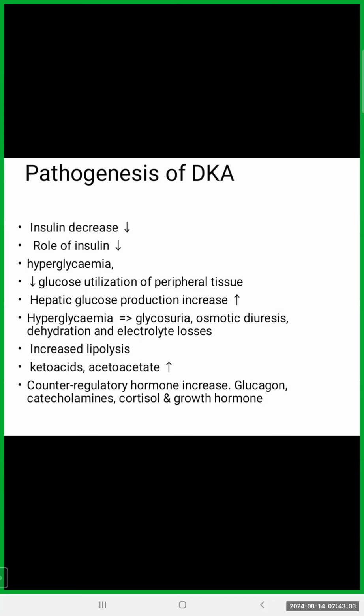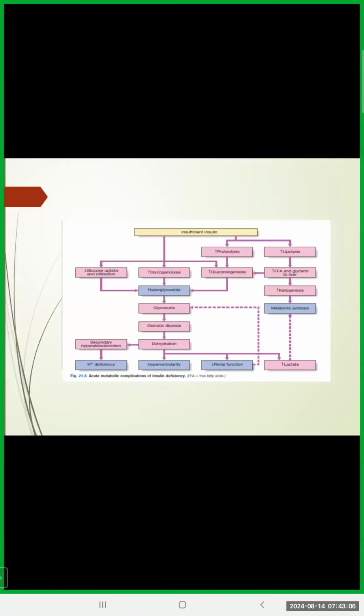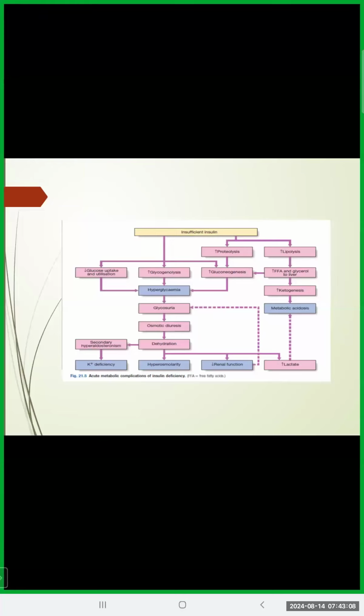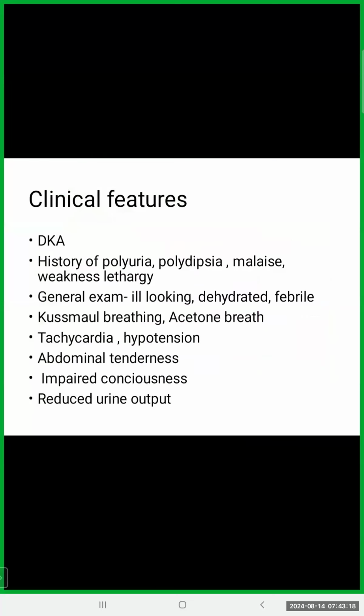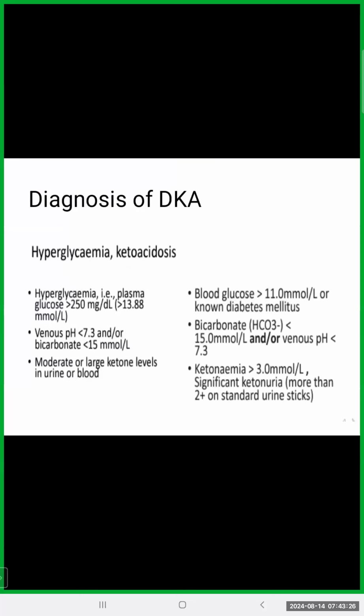So this is just a table that is trying to give a summary of the pathogenetic features, a graphic representation, a pictorial diagram showing the pathogenesis of diabetic ketoacidosis, as well as the clinical features which are talked about. The diagnosis is talked about.